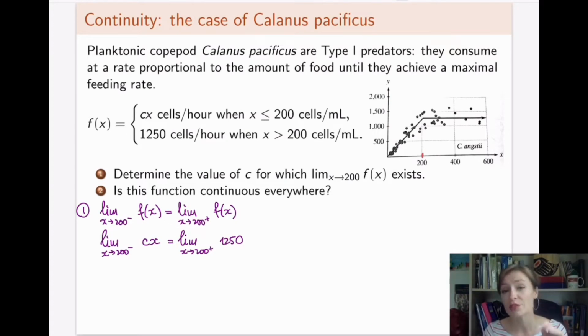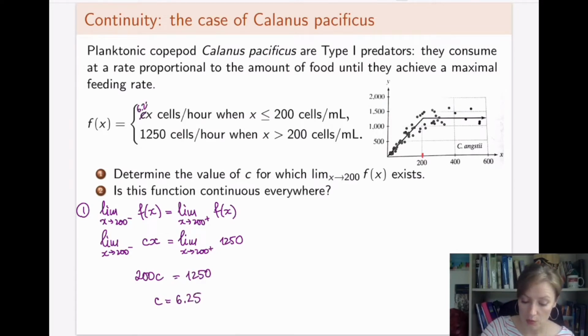Remember the first rule of limits, it's just to plug it in. We notice that as we plug in 200 here, there's no denominators, there's no square roots, there's nothing really funky going on with these functions, so I can straight up just plug it in. So here I will have 200c equals 1250, and solving for c gives me 6.25, which means that 6.25 is the value for c that makes the limit at the point of 200 actually exist.